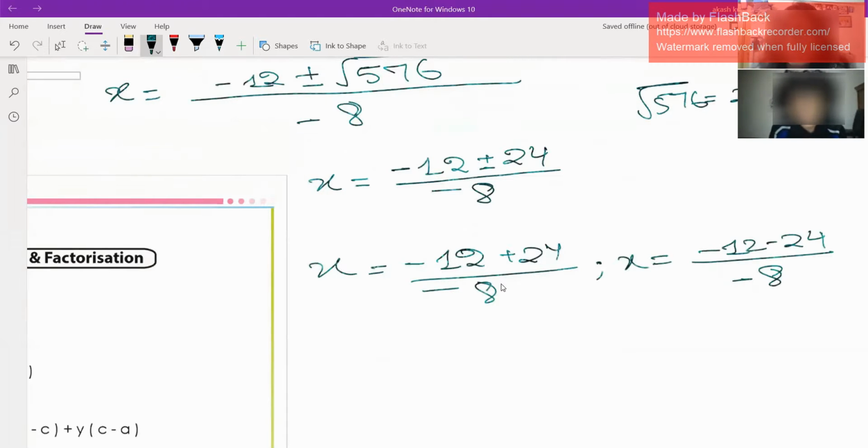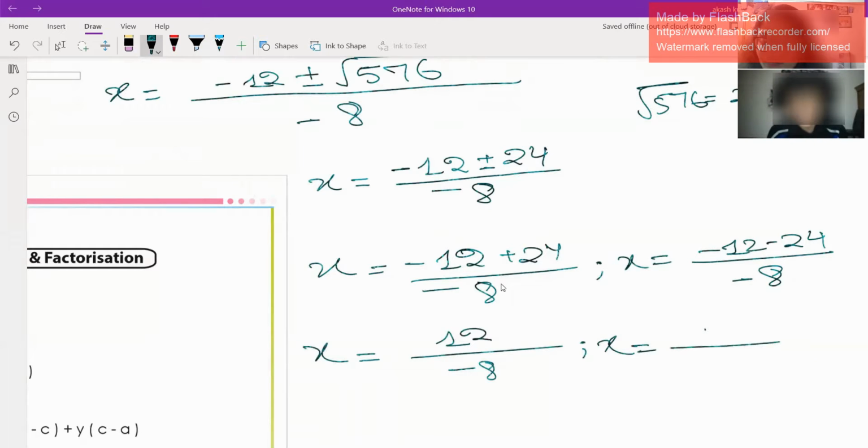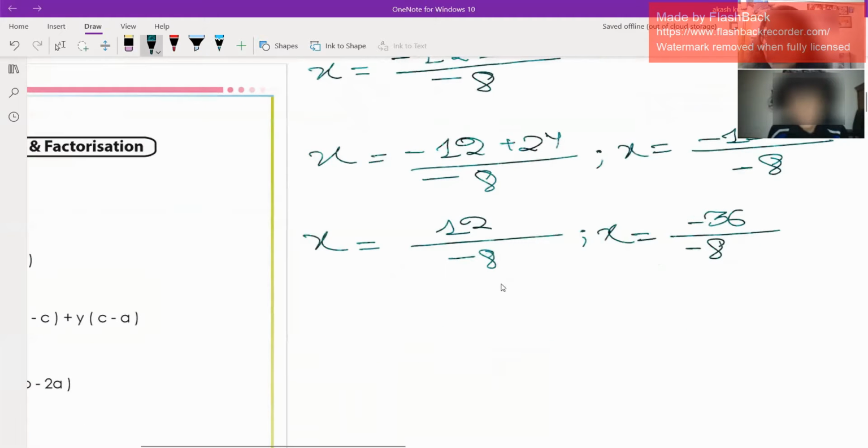Is it clear? Yeah. Okay. So x equals, what is minus 12 plus 24? That would be 12. Yeah, it will be 12 divided by minus 8, comma, x equals minus 12 minus 24, which is negative 36, divided by negative 8. Can we cancel out negative with negative? Yeah. Okay, so it's 36 divided by 8, and another value of x is 12 divided by minus 8.